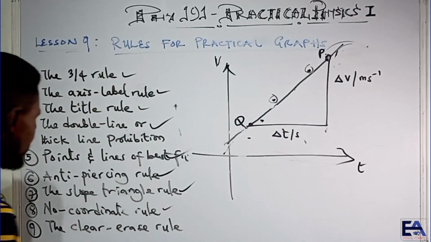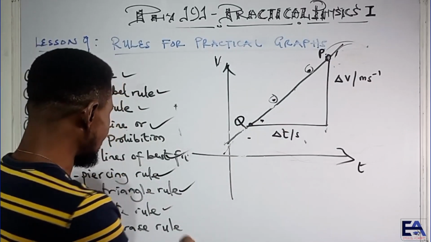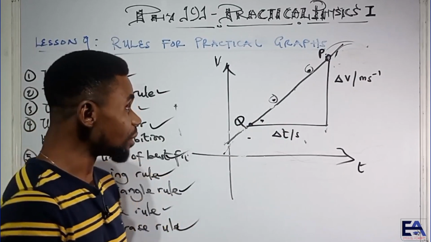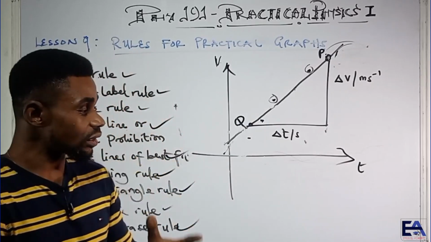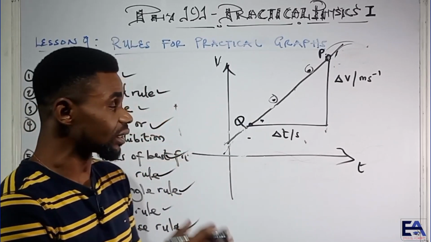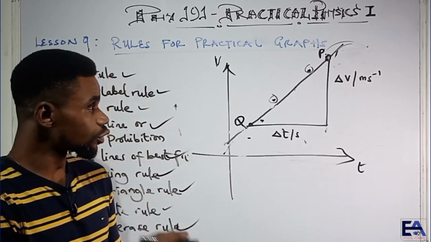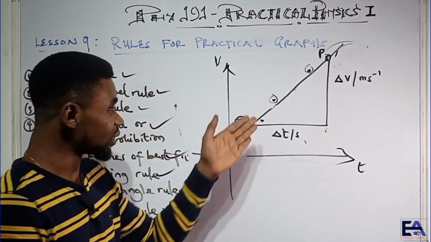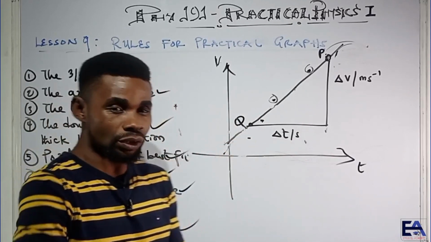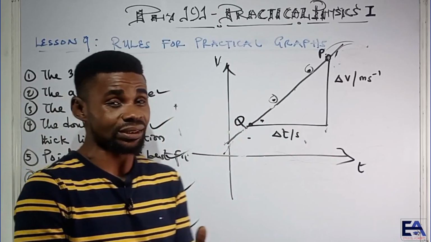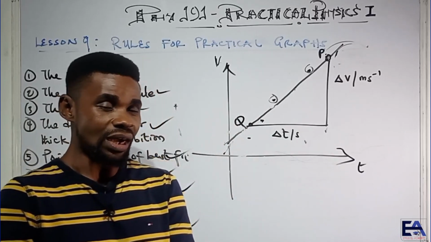All right, then the next one is the clear erase rule, which means that anytime you make a mistake and you want to erase, please erase clearly. Erase in such a way that the former line you drew should not be competing with the actual line that you wish to represent. Some people will not erase properly, so it will look as if you have a double line for your graph, and it could be so confusing.